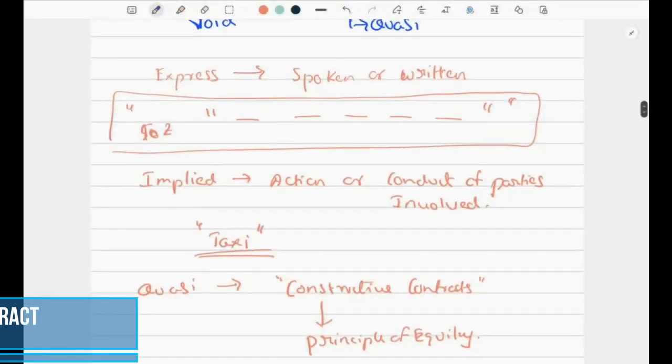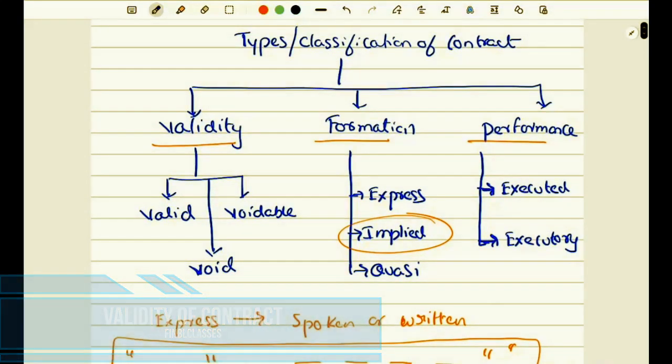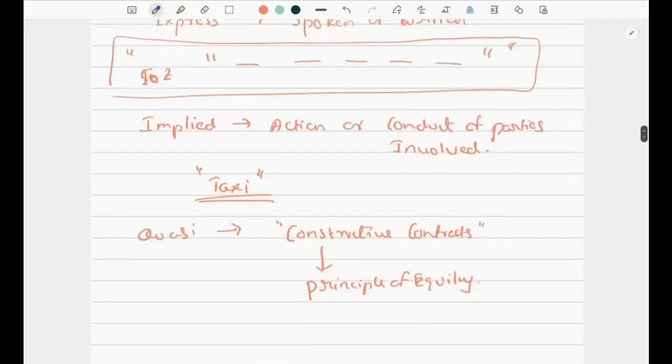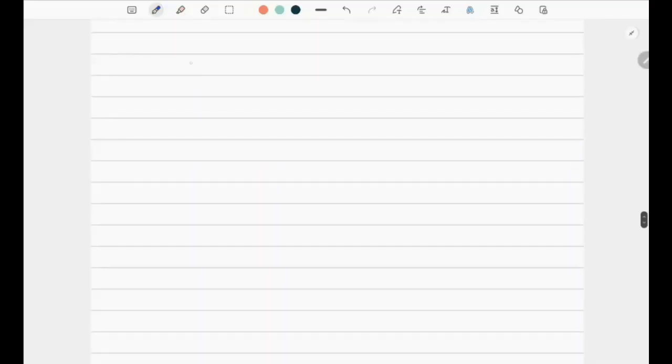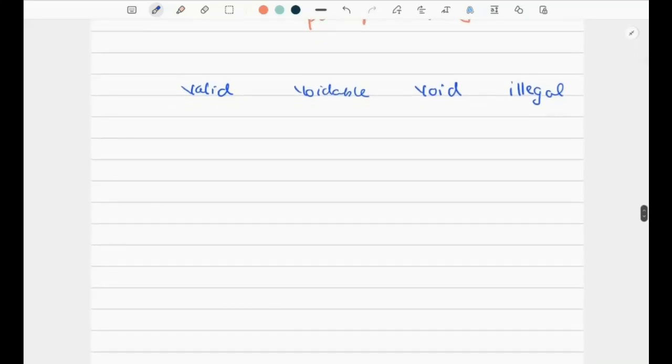Okay, now continuing with the types of contract. In this case, we are just talking about the validity. On the basis of validity, how can we classify the contract? Normally we can classify it as valid, voidable, void, and illegal. So we can classify the contract on the basis of its validity: whether this contract is enforceable or not.